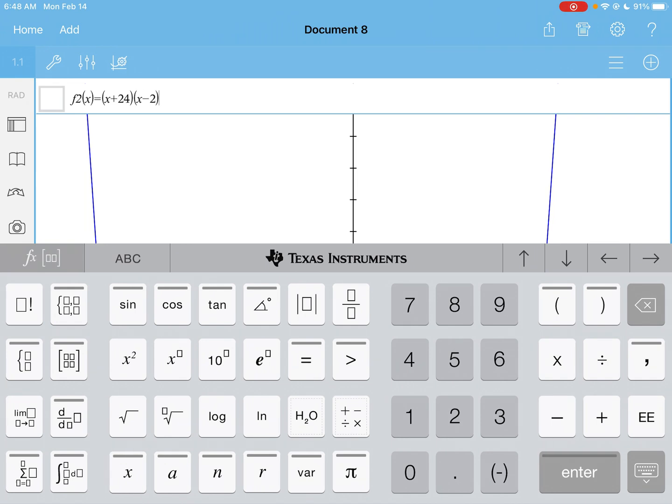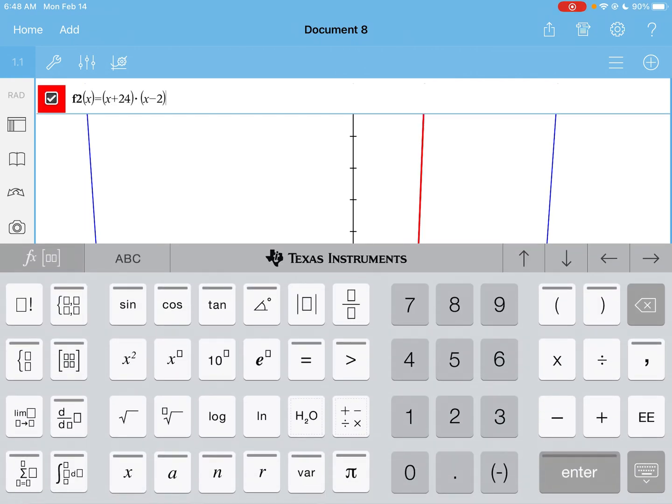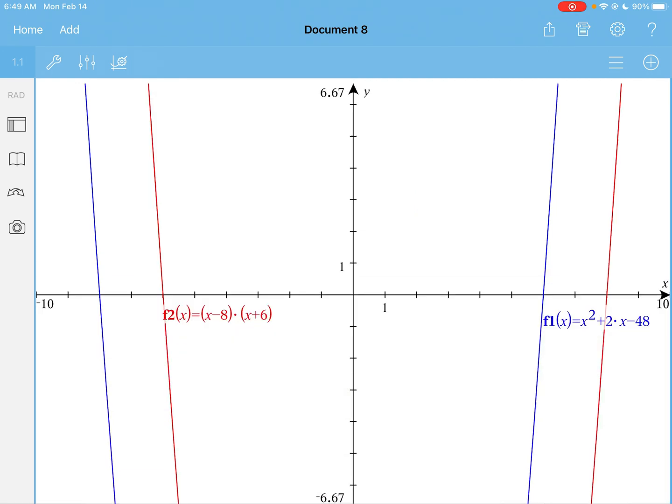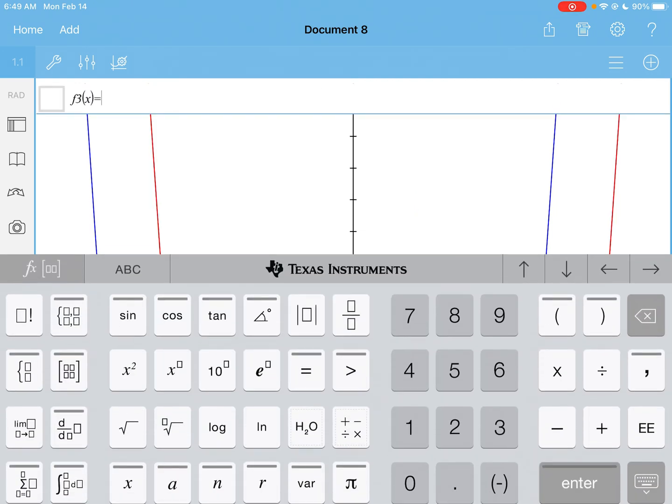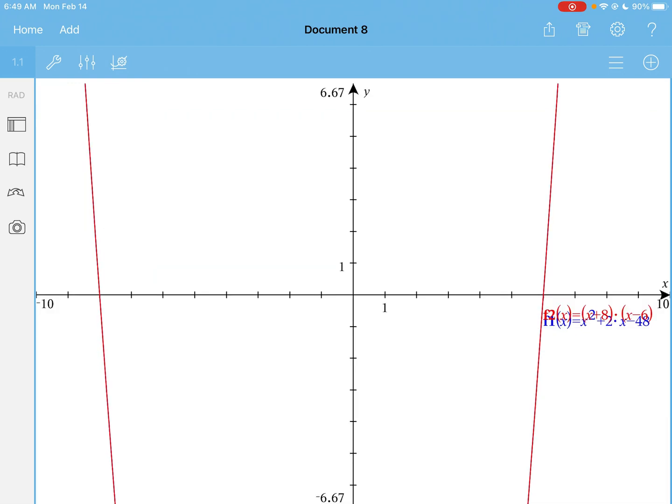x plus 25 times x minus 2. Boom. That red graph does not cover my blue graph. That is not my answer. I'm going to hit tab, go up and erase it and change it to answer choice B, which is x minus 8 times x plus 6. That red graph is not the same. Hit tab, go up, erase, go to answer choice C, which is x plus 8 times x minus 6.